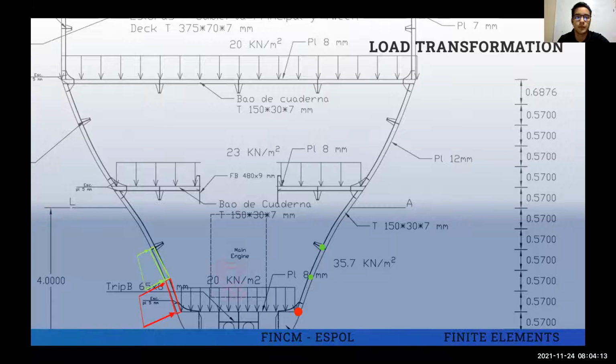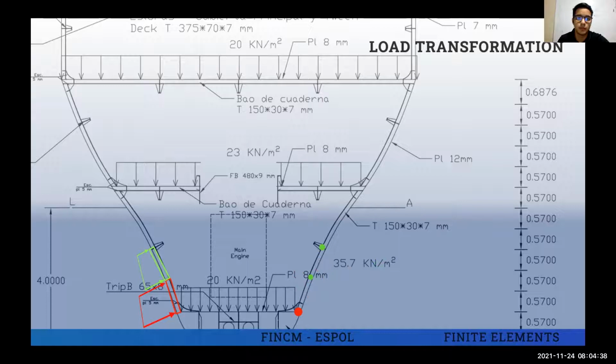For uniformly distributed loads, we multiply the load by L/2 for the force, and for the moment in the first joint, we multiply by L²/12, and the second joint is multiplied by L²/12 but with the opposite sign, because the moment is going in the other direction.